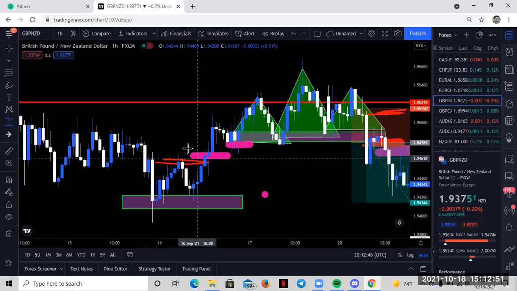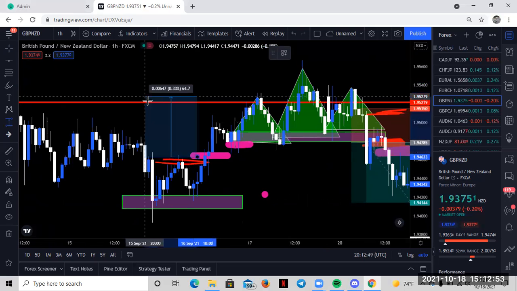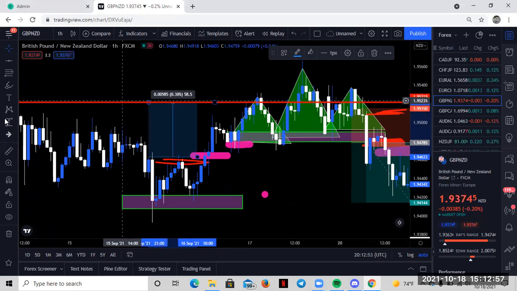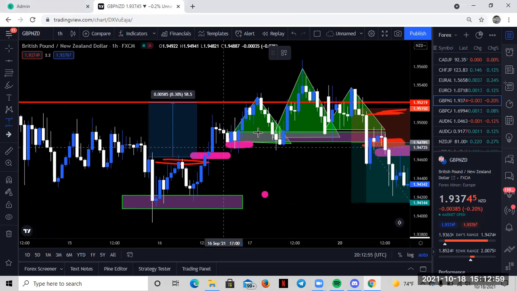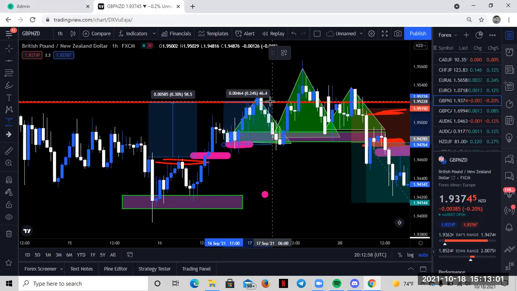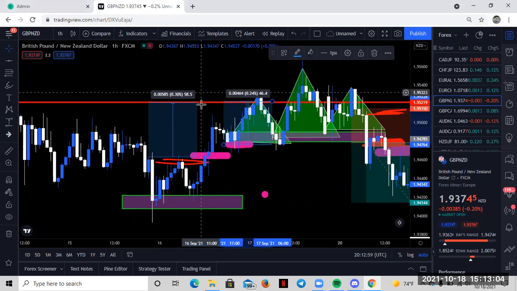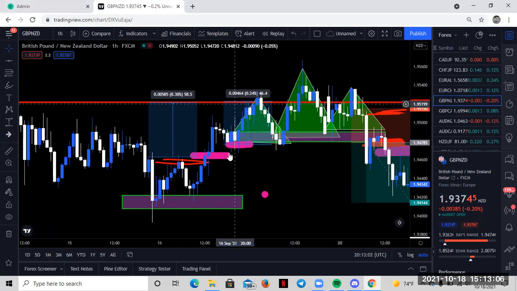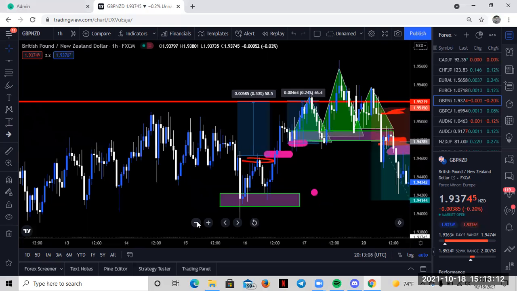So first entry was this first pink one, and that would have been almost 60 pips. Second entry would have made you 46 pips. So 58, 46. It's over 100 pips on the same pair. That's how you add.